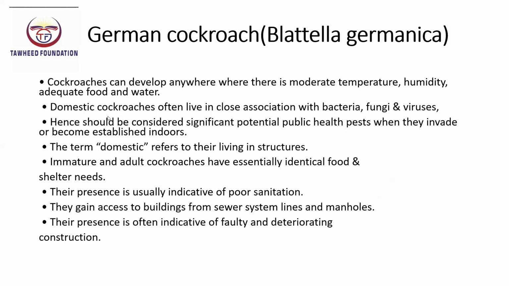Domestic cockroaches often live in close association with bacteria, fungi, and viruses. The term domestic refers to their living in structures. Immature and adult cockroaches have essentially identical food and shelter needs. Their presence is usually indicative of poor sanitation. As I mentioned, hygiene is important to avoid cockroaches. They gain access to buildings from the sewage system, lines, and manholes. Their presence is often indicative of faulty and deteriorating construction.